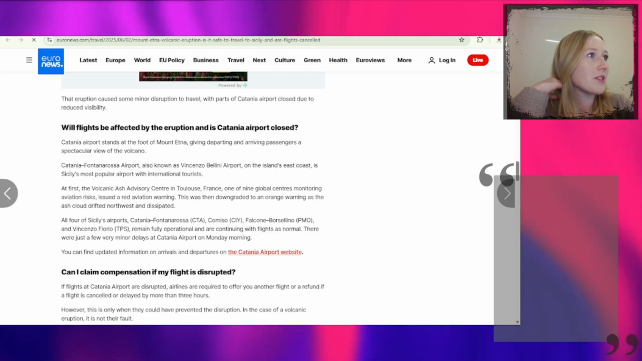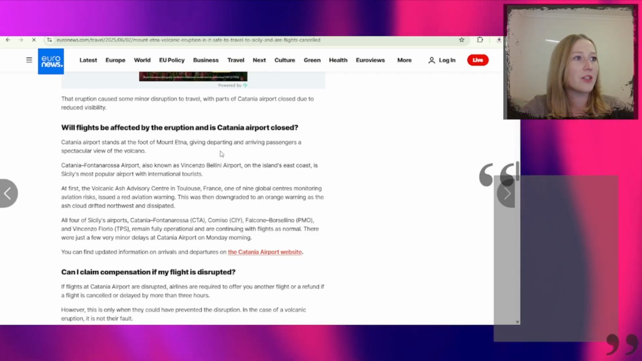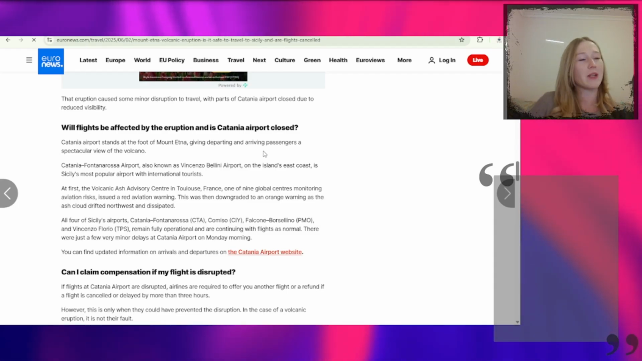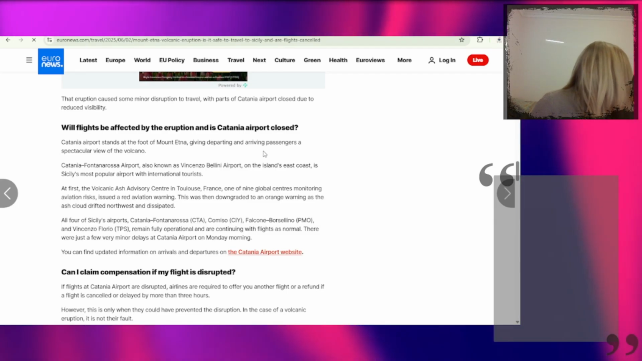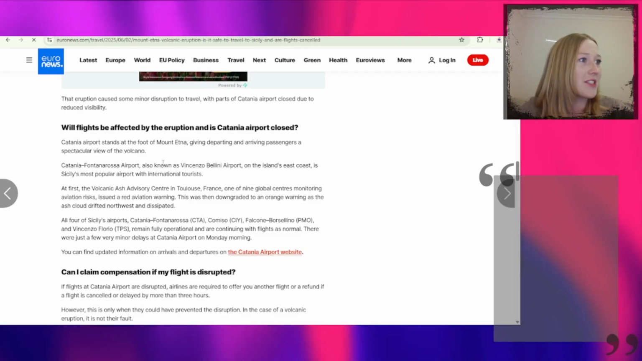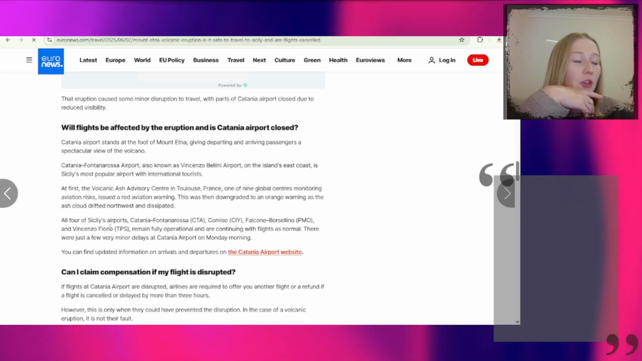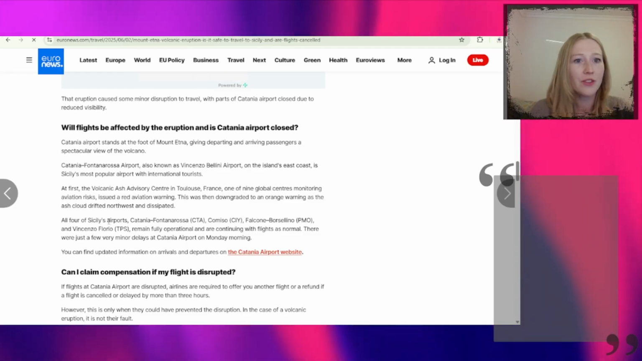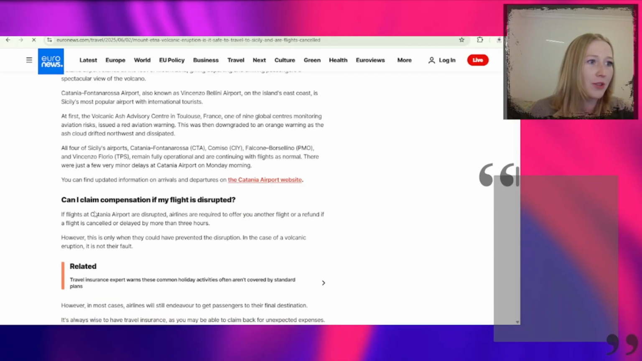So the airport stands at the foot of the mountain, giving departing and arriving passengers a spectacular view of the volcano. So the people, as they arrive in, they get to see the volcano. That's pretty cool. Okay, there's just been a few minor delays, so it doesn't really look like they've closed down anything.